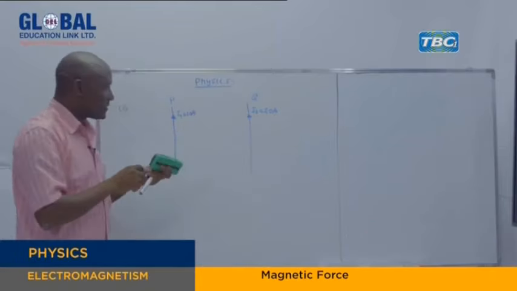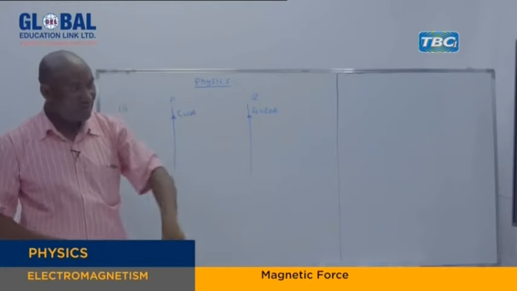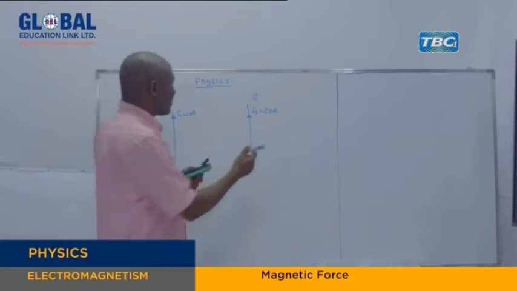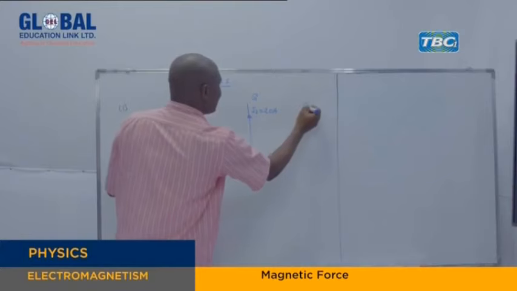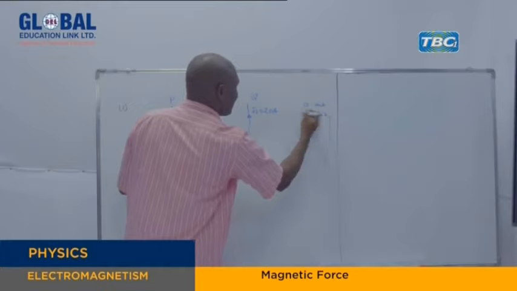And remember, last time we talked about out of the plane. It might be out or down, and you use the symbols. Sometimes you have these symbols, a dot and a cross. This is out, this is into the plane.